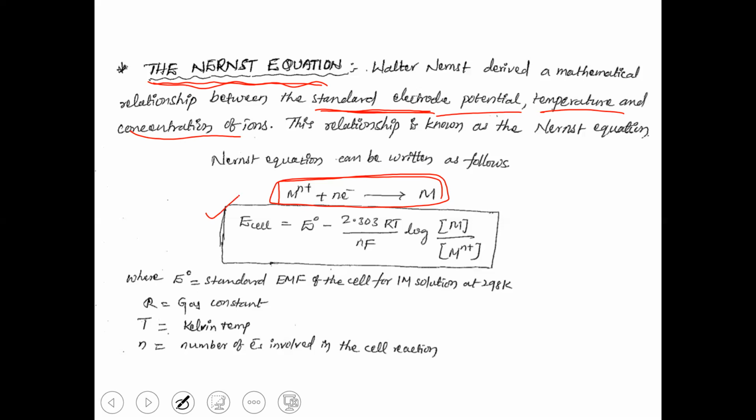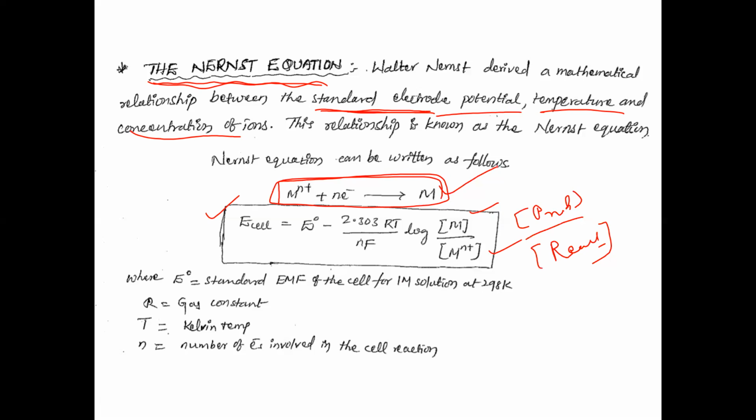E cell is equal to E naught minus 2.303 RT by nF log of the concentration of products by concentration of reactants. Remember this, this is known as the Nernst equation. Since we are writing it for this reaction, we write the concentration of M, that means the product, by the concentration of the reactant, that is Mn plus.